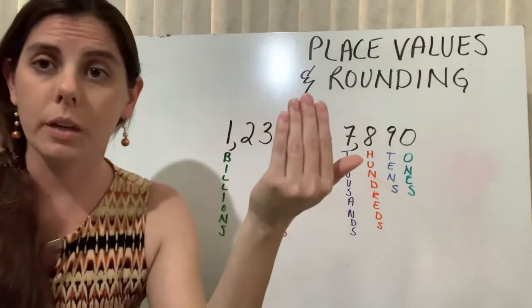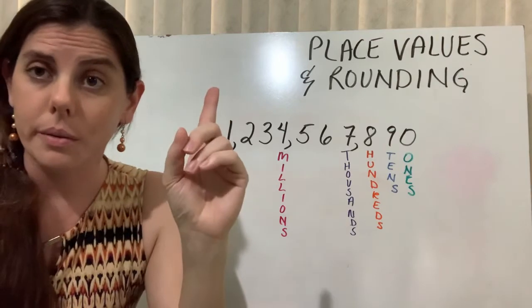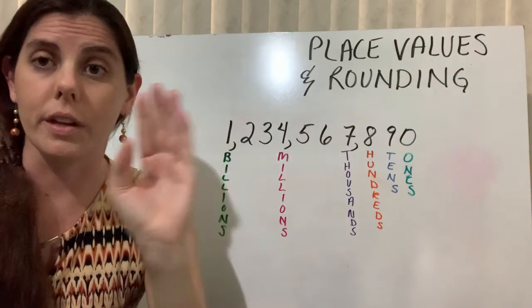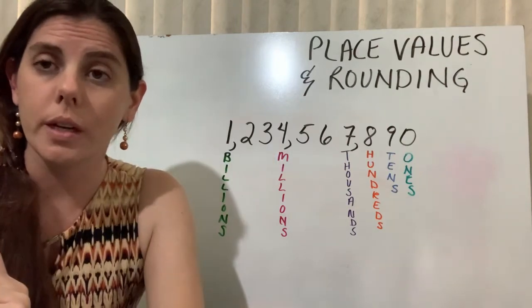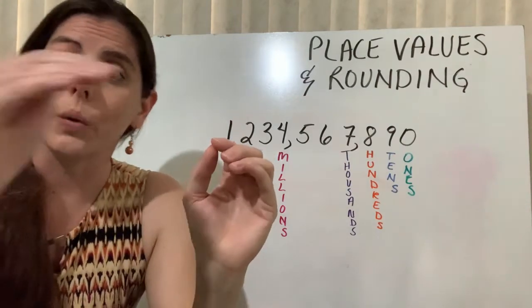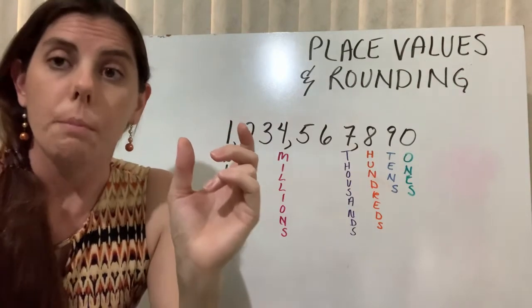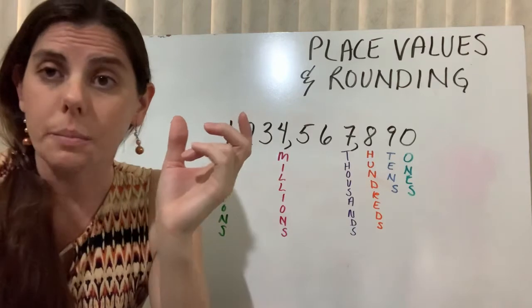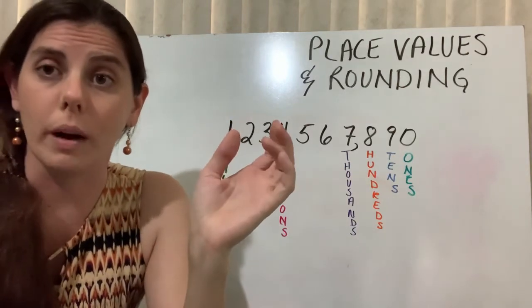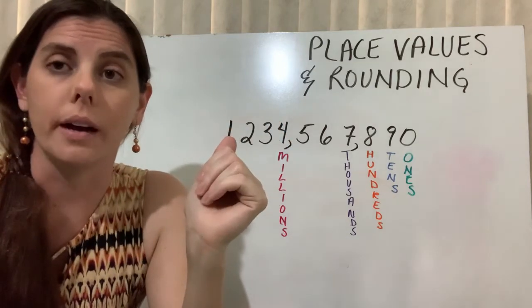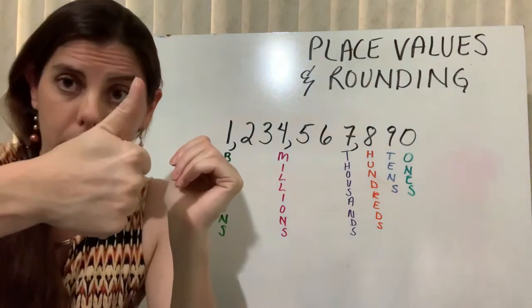Basically, when we're rounding a number, if the number next to the place value we're looking at, to the right of it, is between a 0 and a 4, then we're going to round down, which means that the place value is going to stay the same. But if the number next to the place value is between 5 and 9, then we're rounding up, which means that the place value we're rounding to will move up to the next number.